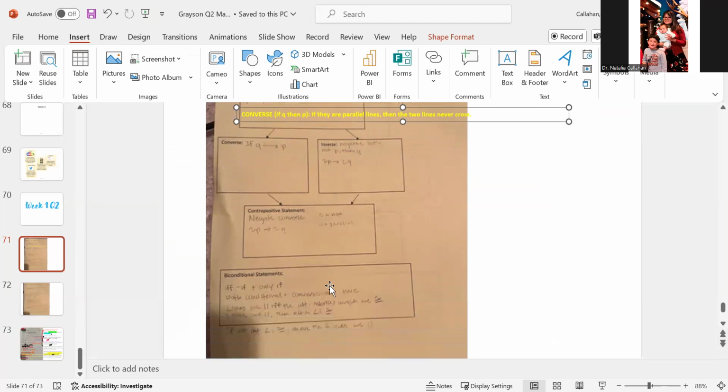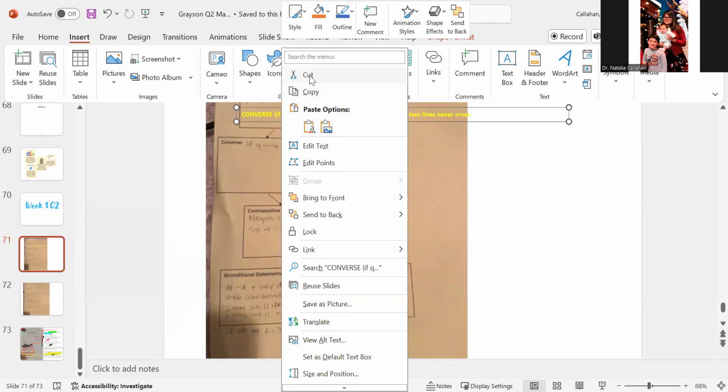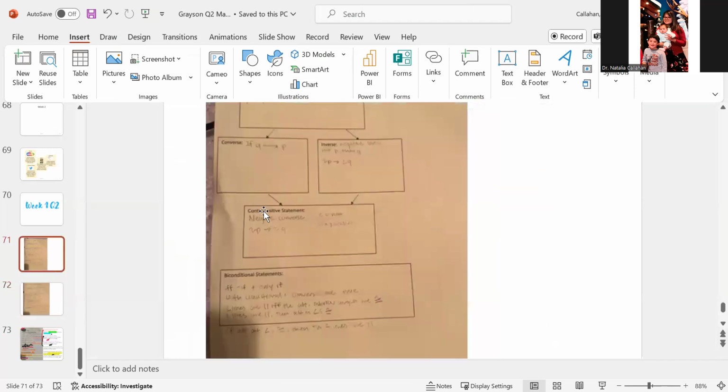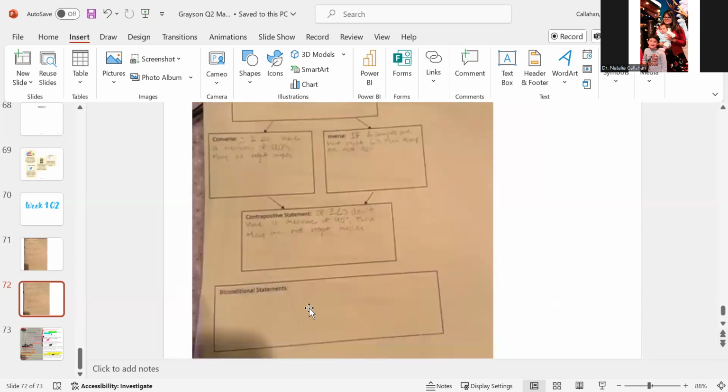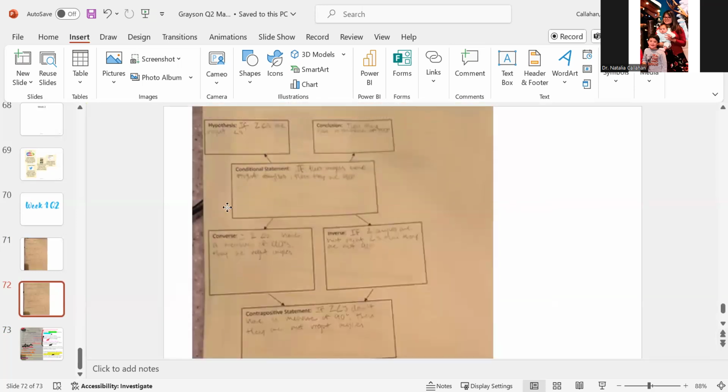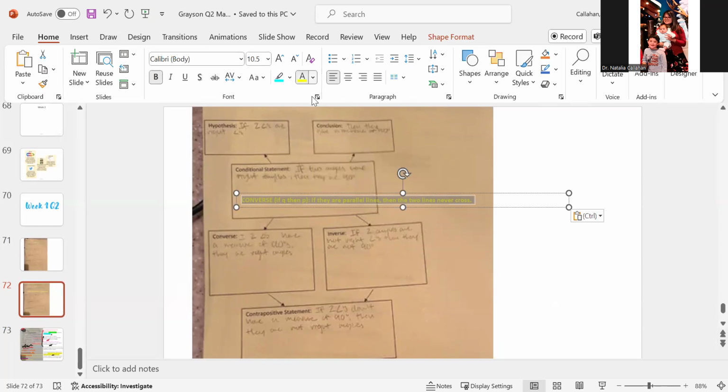Is this done then? Do you need me to help you with anything? Okay, so this is done. Then what about this one? Did she give you a statement for this one? No. Okay, but for your biconditional statement, you have to do this one. So what's your conditional statement? Read the conditional statement for me.